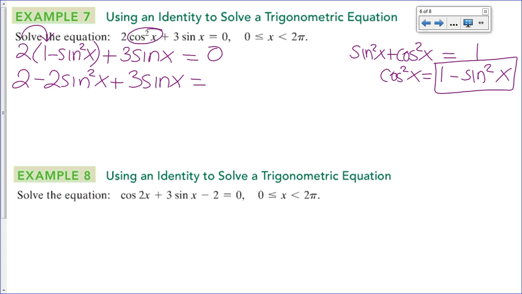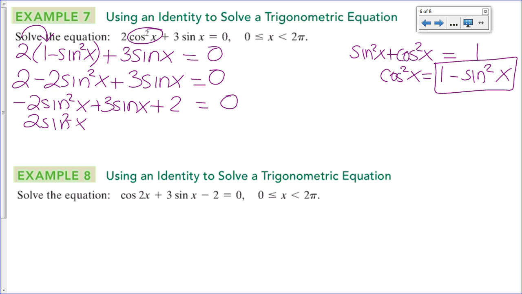Now it does look like a polynomial, right? But instead of x we have sine x. So I'm going to rearrange it. So we will have negative 2 sine square x plus 3 sine x plus 2. And now since I want to factor it, I'm going to multiply everything by negative 1. So we'll have positive 2 sine square x minus 3 sine x minus 2. And what is 0 times negative 1? It's still 0, right? So that's a trick that you could always use. Multiply the whole thing by negative 1.